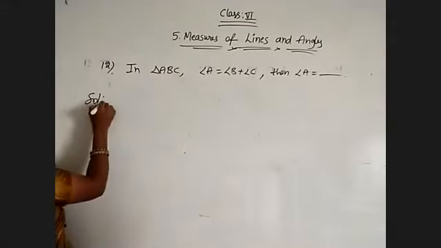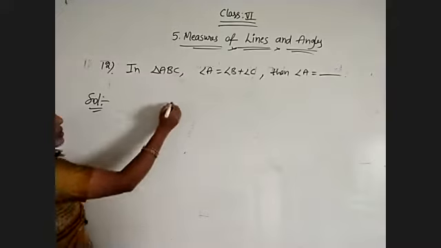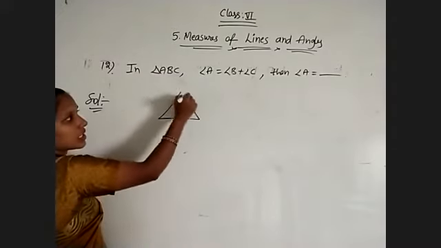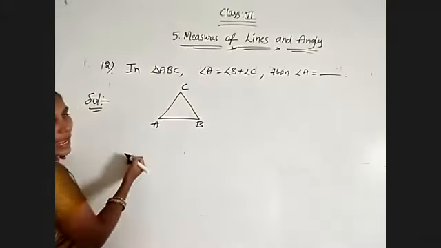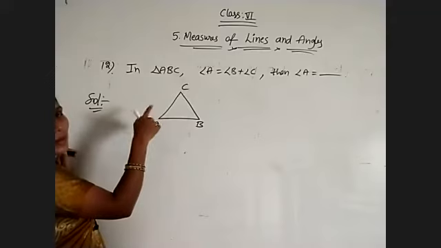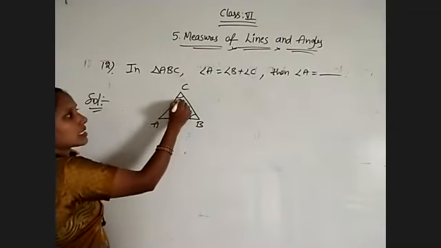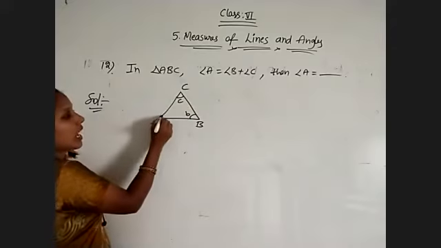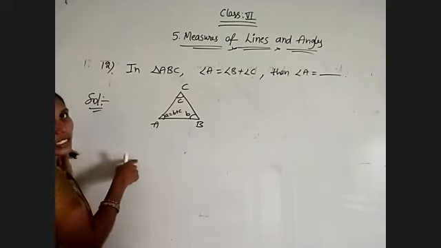Now observe this problem. They are given triangle ABC, so try to draw a rough figure for this. ABC is a triangle, and they have mentioned that angle A is equal to B plus C. Suppose angle B I am taking B, angle C is C. Angle A will be equal to B plus C. They have given this in the question.